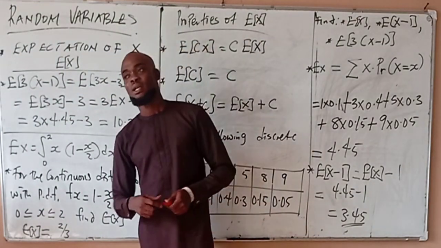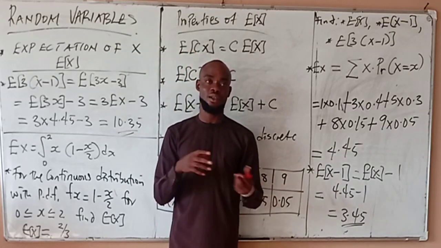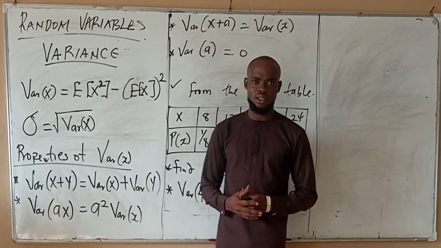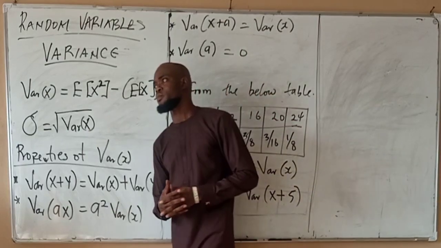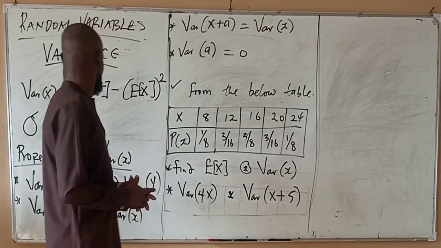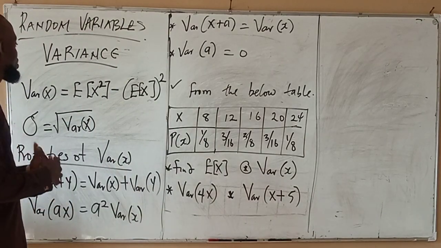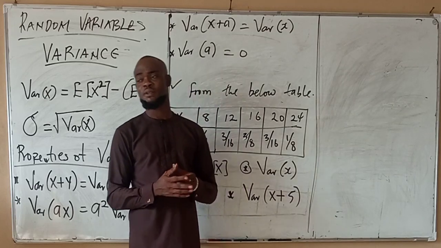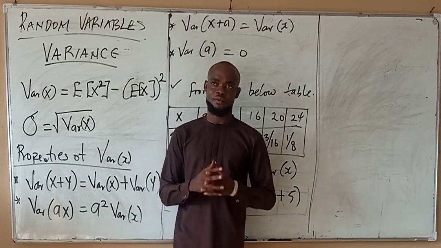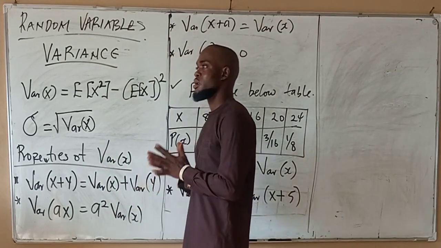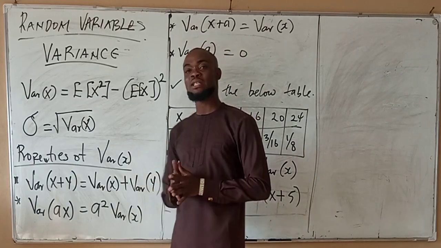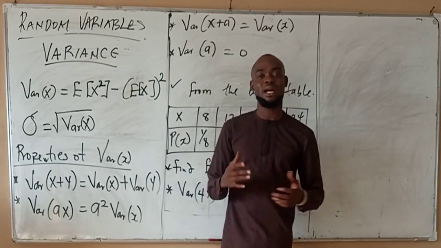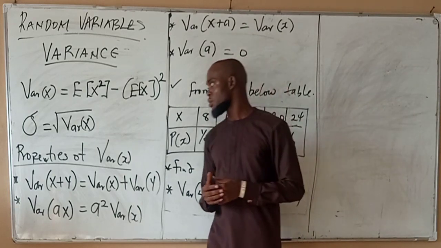So quickly, let's look at the variance of a random variable. That is the variance of x. Now, we do obtain variance from the expectation of x. Now, recall that the expectation of x is the mean of a random variable. We have already explained that a few minutes ago.